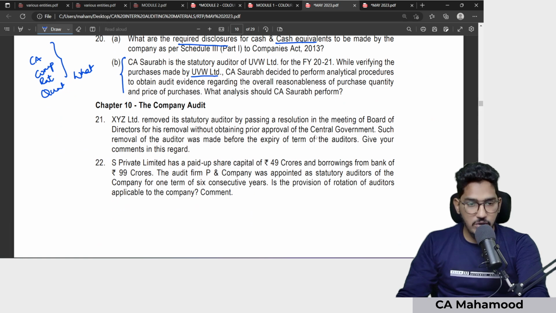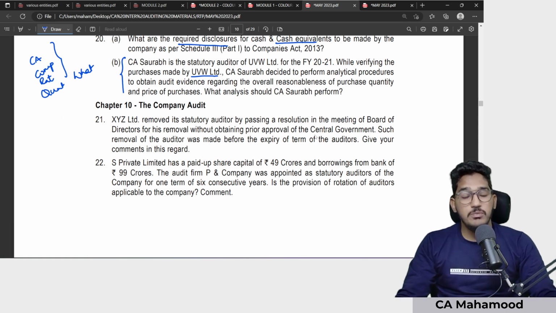Now talking about the company audit chapter, XYZ Limited removed its statutory auditor by passing a resolution in the meeting of board of directors for his removal without obtaining approval of the central government.